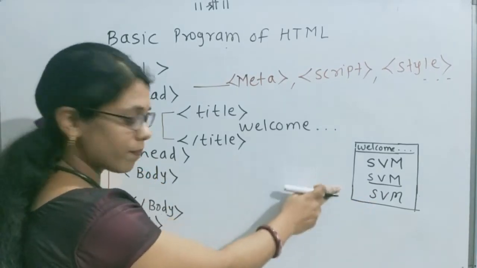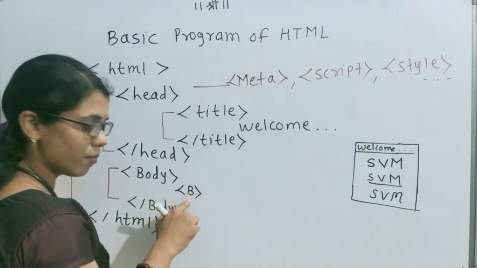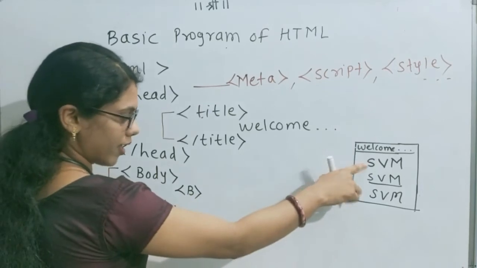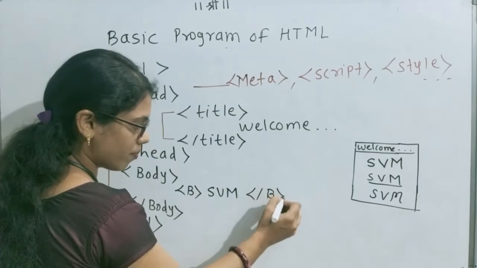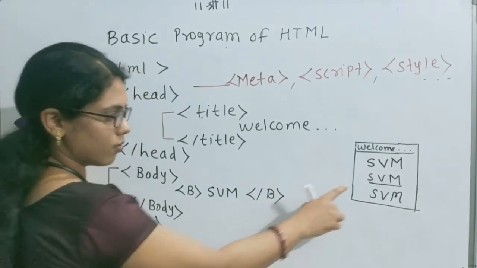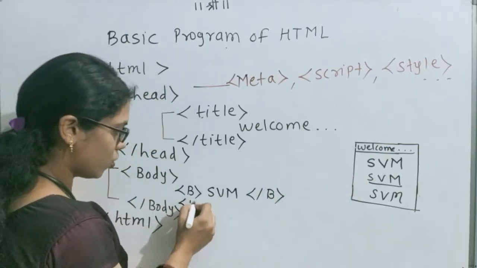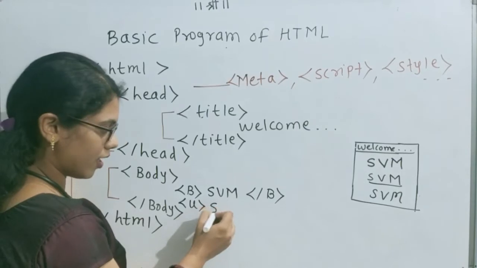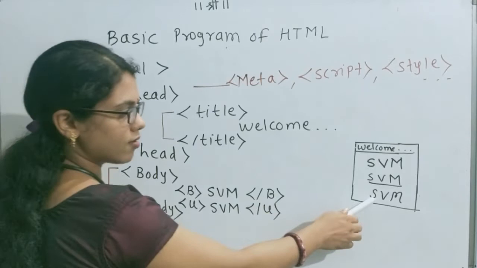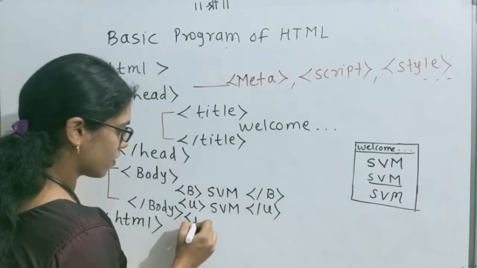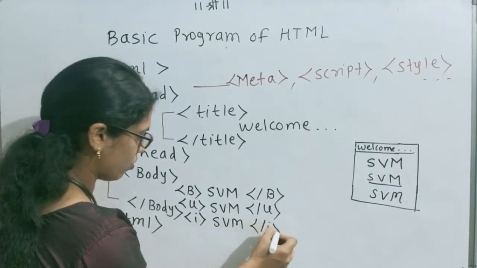For this output, we are writing the program. First, bold tag. Our text is SVM. Again, the bold tag effect is stopped by closing of the B tag. Now, the second tag is underline, that means the U tag. The U tag element content is the same, SVM, U tag is closed. Last, italics, I tag, SVM, I tag closed.